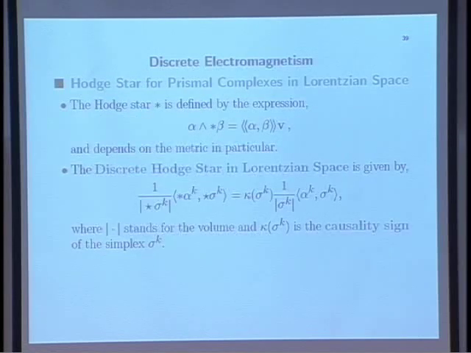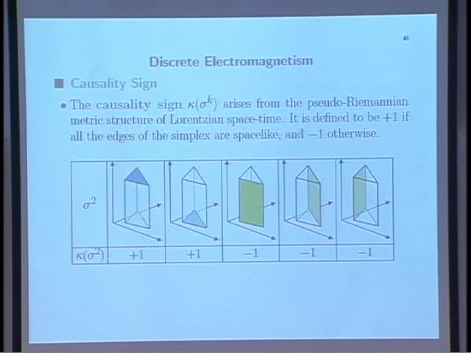Okay, so in particular, the wrinkle was in the Hodge star, and it's because what you see here is that the metric comes in as a definition of the Hodge star. In practice, on these prismal complexes, it's easy to write down the effect of this. It really just corresponds to a change in sign. So there's this kappa sigma k term, which is what we call the causality sign. It's related to whether your simplices or your cells are space-like, time-like, or light-like. And so these are examples of what that sign is.